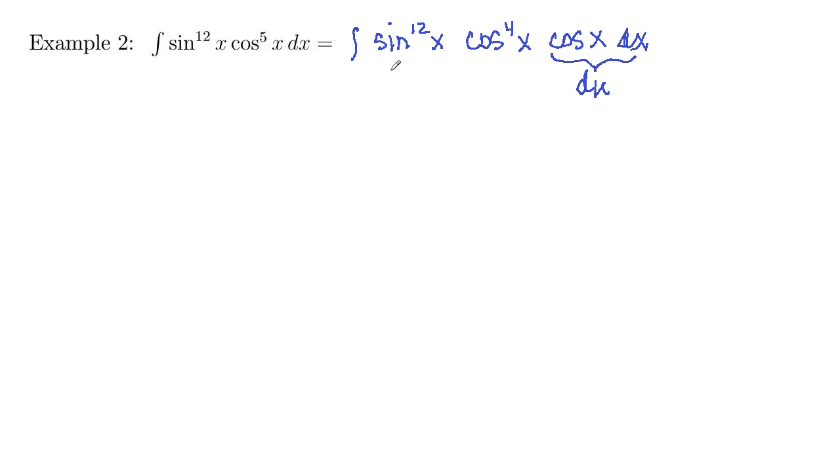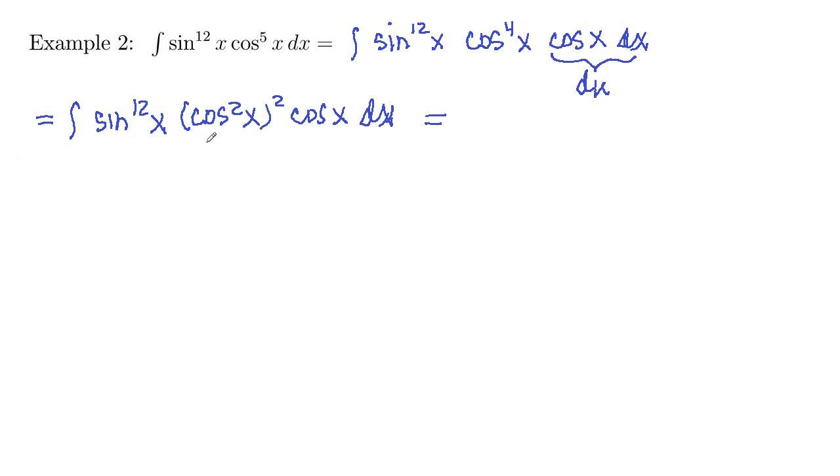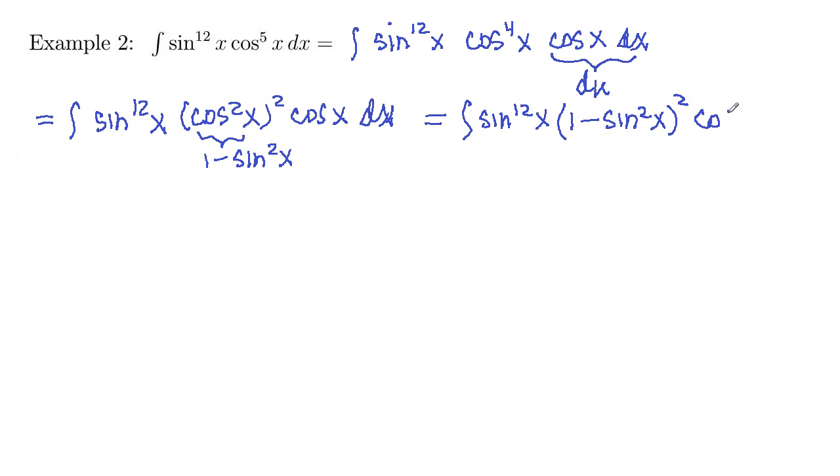But that means we have to write these cosines in terms of sines. So we've got a little bit more work to do here. So sine to the 12th x, and then that cosine to the 4th we're going to write as cosine squared x quantity squared, and then cosine x dx. So then each one of these cosine squared x, we'll trade it out for a 1 minus sine squared. So this will be integral sine 12th x, and then 1 minus sine squared x is our cosine squared here. And then that gets squared, and then cosine x dx.